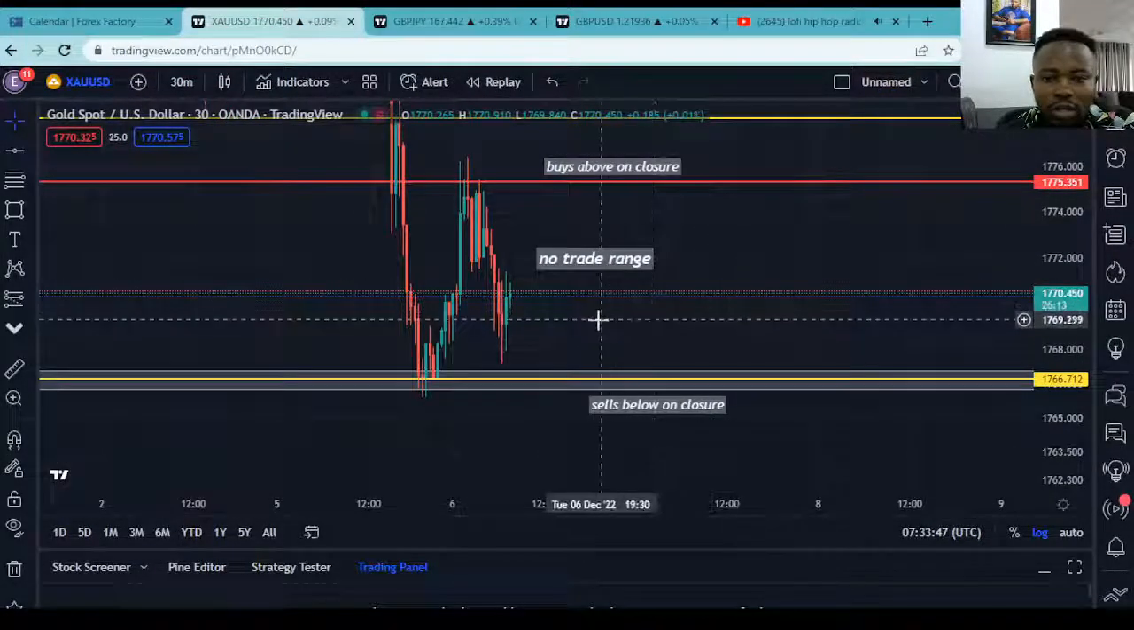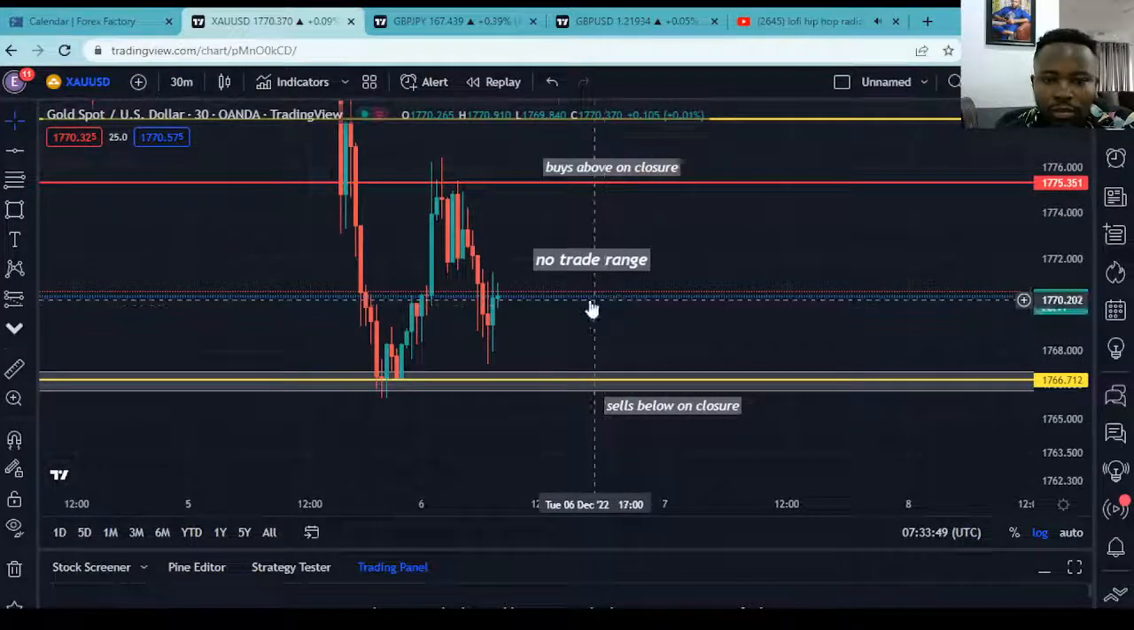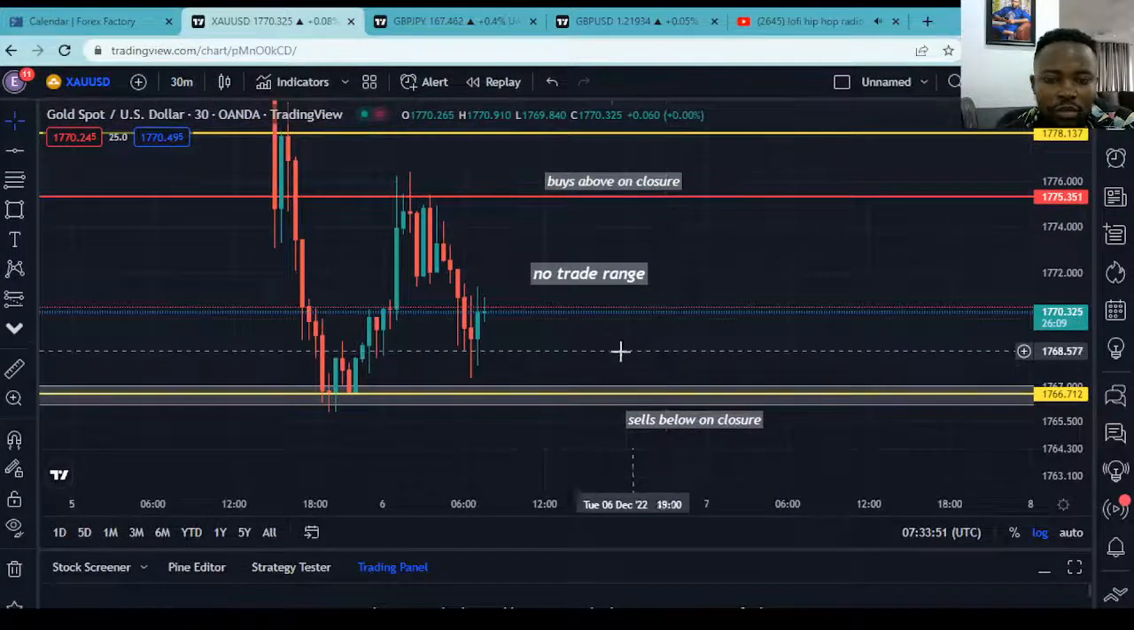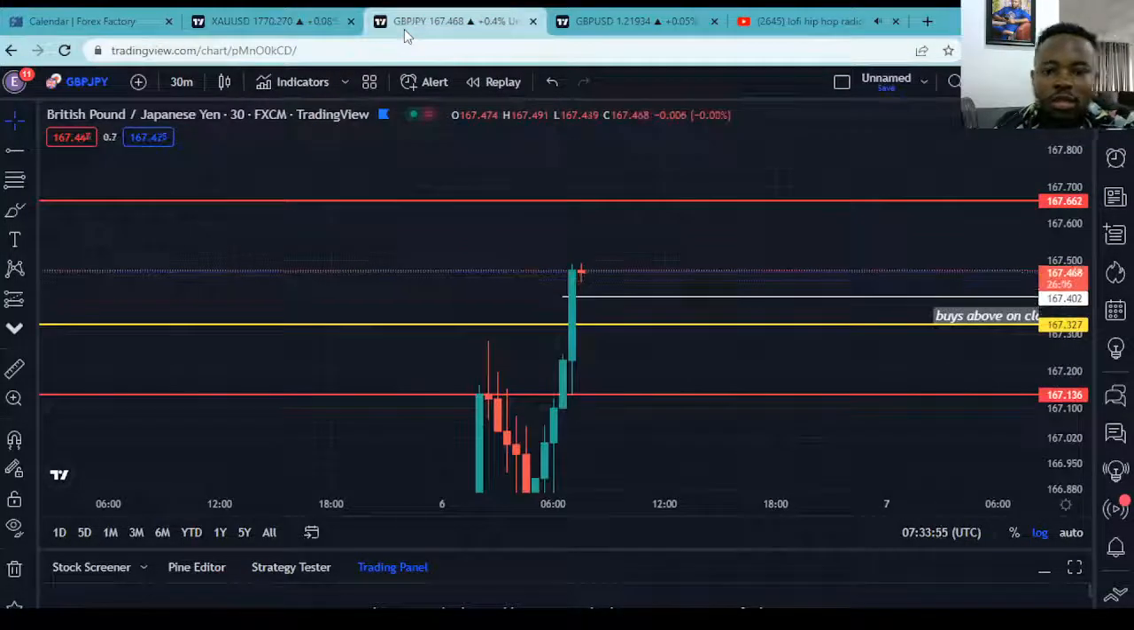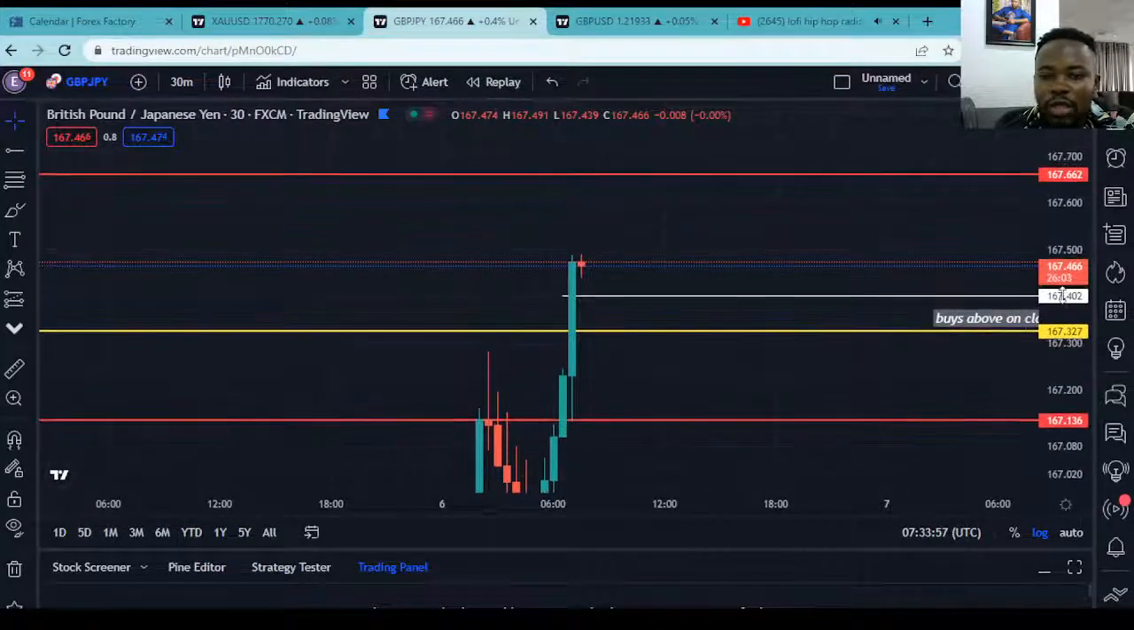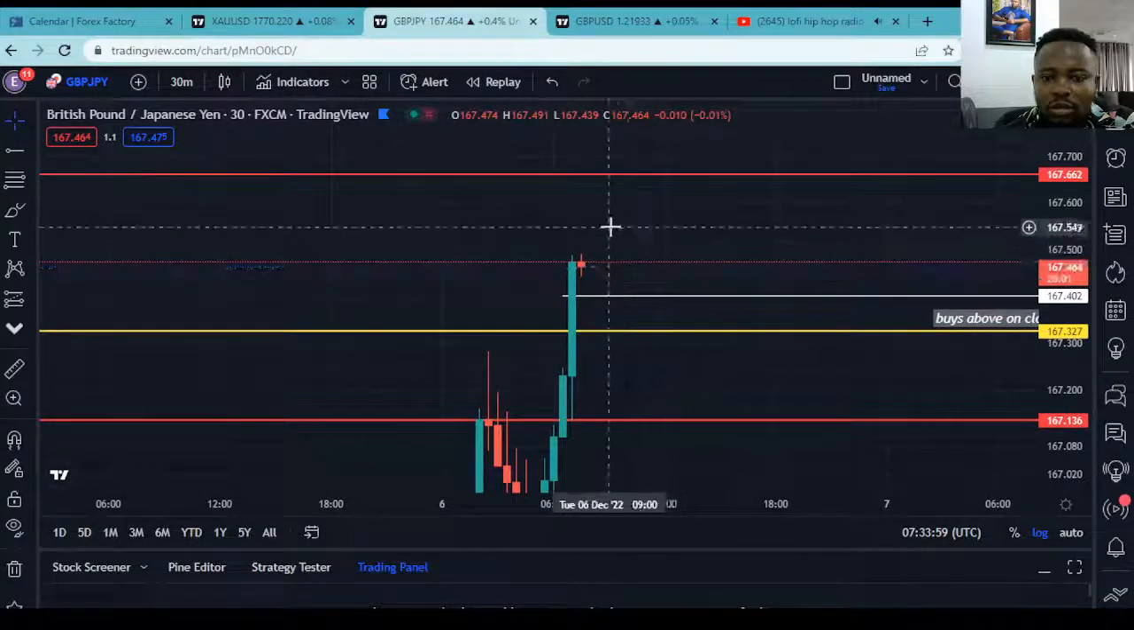Gold is still ranging here. Gold is still ranging here. So Ethan, what are you looking at? What pairs are you looking at? What do you trade?